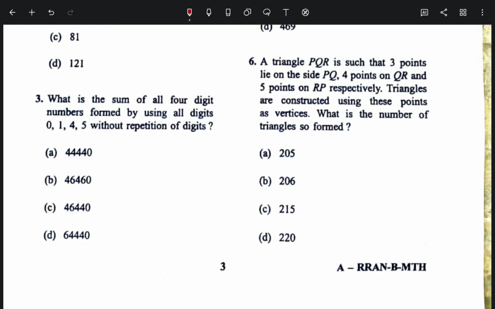For question 3, what is the sum of all 4 digits? For this question, we have to actually physically write every number, and there are just 18 numbers, so it's very easy to calculate. The answer would be D.